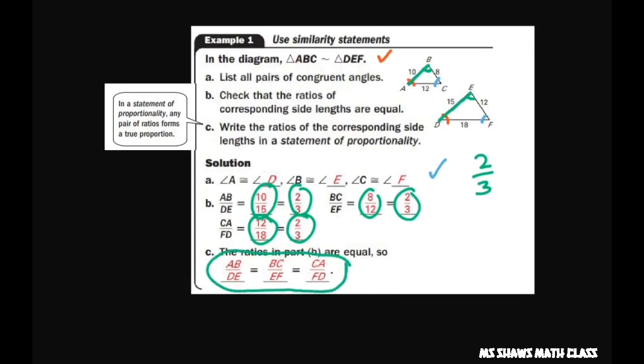So, and you're looking at this. AB is to DE as BC is to EF, and then AC or CA goes with DF or FD. You just look at your words here. So you can just look at this right here and fill this part out. All right.